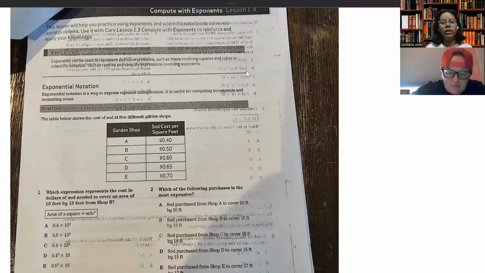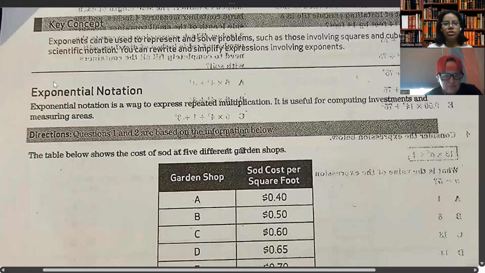Okay, so let's do this practice test for your GED. We'll start with exponential notation.